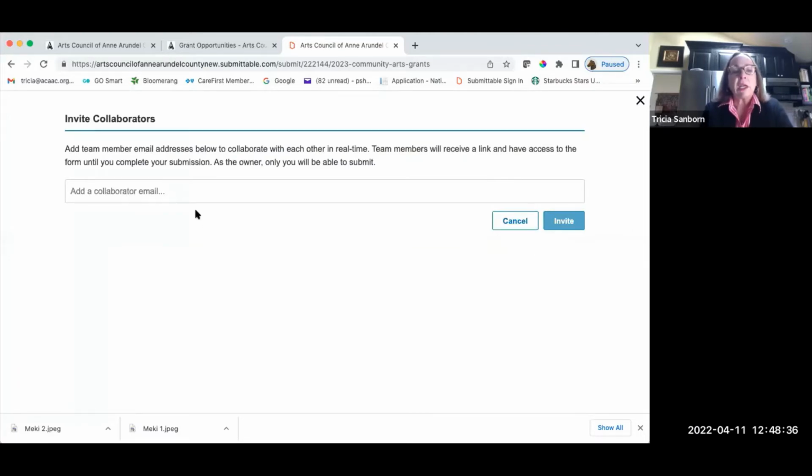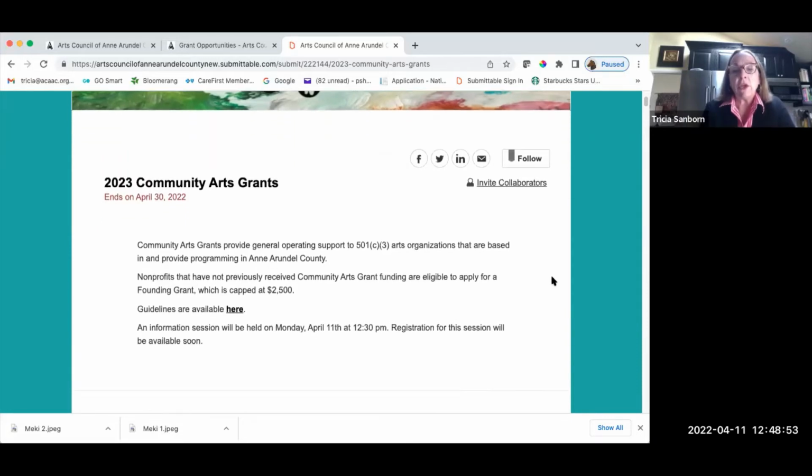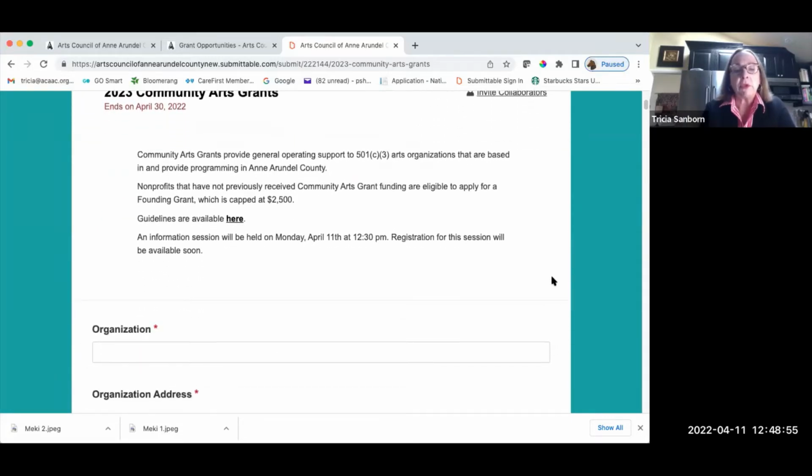Basically what that does is you enter an email. It will send them an email saying that they have access to the application. And yes, they can change it, but they cannot submit. Only the person that created the application can submit. And you can invite up to 3 people to help you on it.